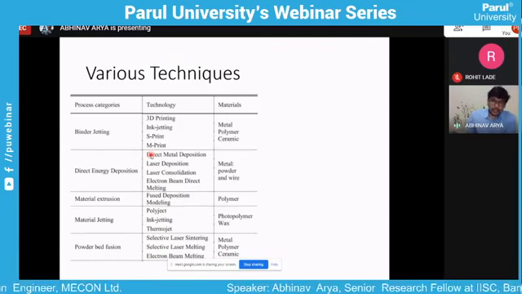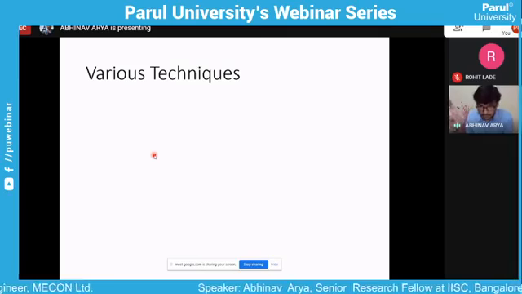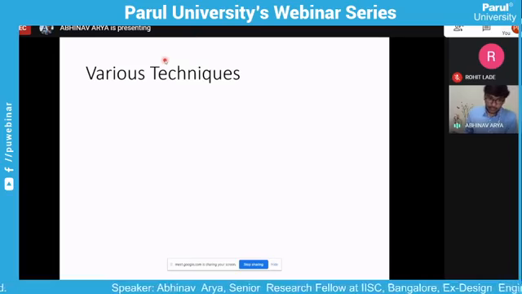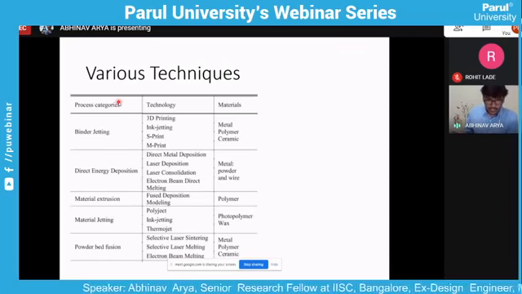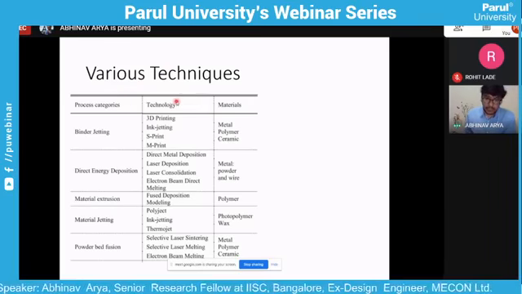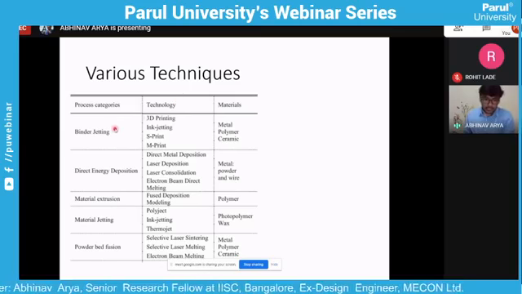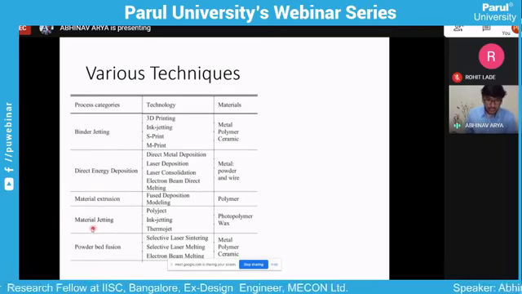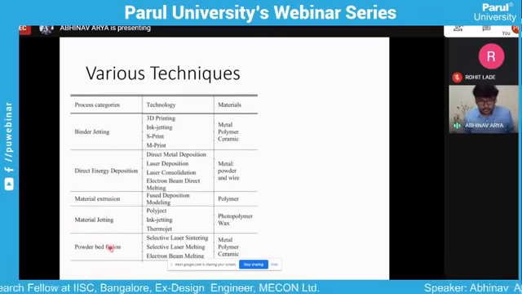So 3D printing, or additive manufacturing, is a blanket term used for various different techniques. There are various categories of these techniques, and in those categories there are various different techniques which are used for all the materials. The categories are binder jetting, direct energy deposition, material extrusion, material jetting, then powder bed fusion.